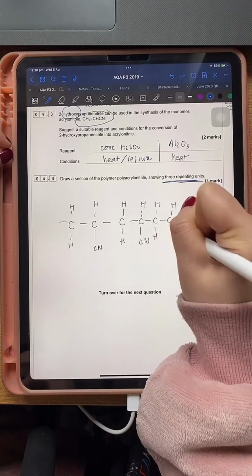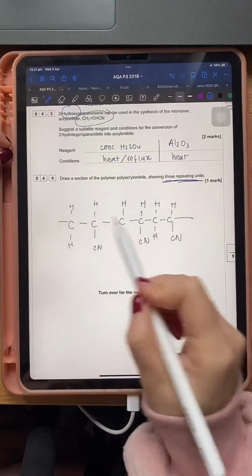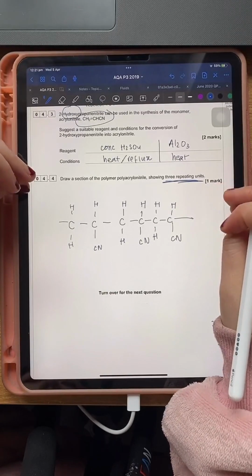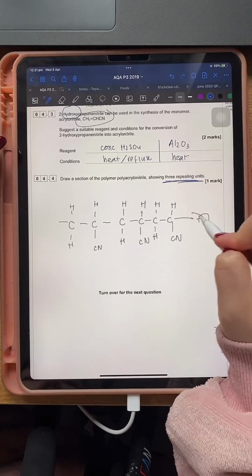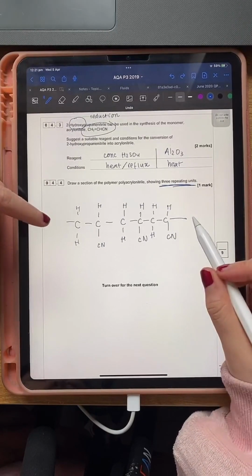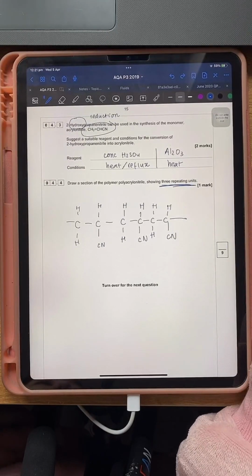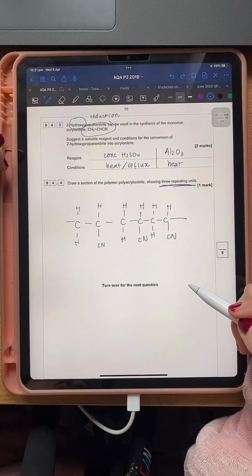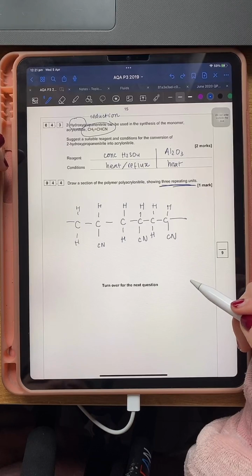Don't put something on it. Don't put hydrogens. If you put a hydrogen, you'll lose the mark. That's the idea behind a repeat unit, that it's open at the ends so that you can have more of it. No, you can't put the brackets and put 3n outside. Not for this one, no. If they ask you for 3 repeat units, you have to draw it like this.